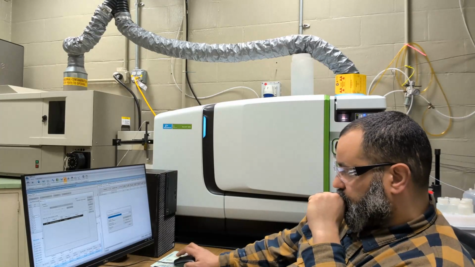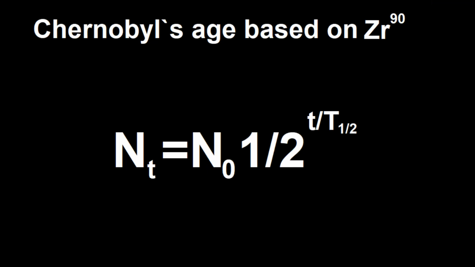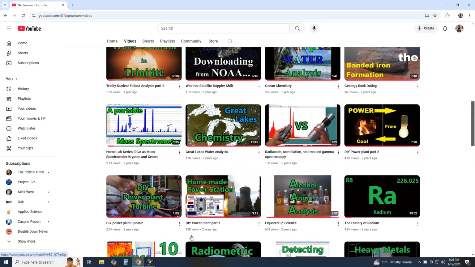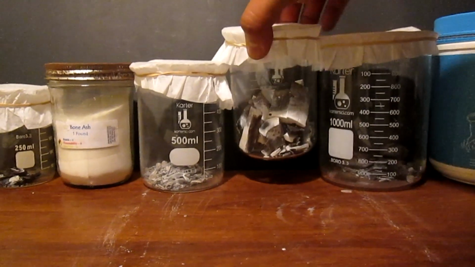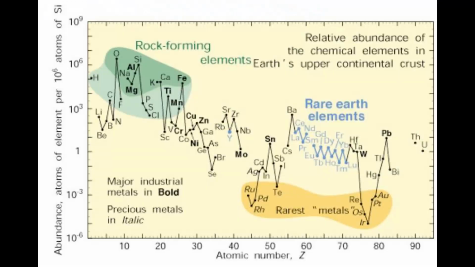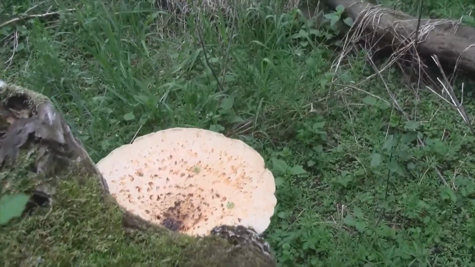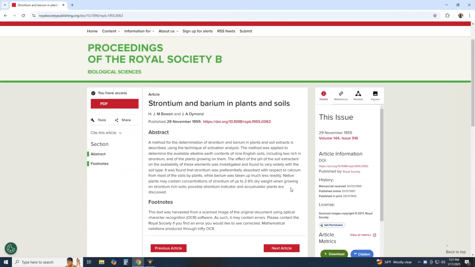Okay, so I tried my luck with strontium-90 using zirconium-90 as the reference, and this time the age of the disaster is 26 years. Better? Yes, but surprising? Not really. Why? In a previous video, I talked about the discrepancy between strontium and barium in seawater, animal bones, lake water, and the environment in general. Despite relatively similar abundance on the Earth, it looks like life, including mushrooms, generally prefers strontium over barium. This has been verified in countless research papers.